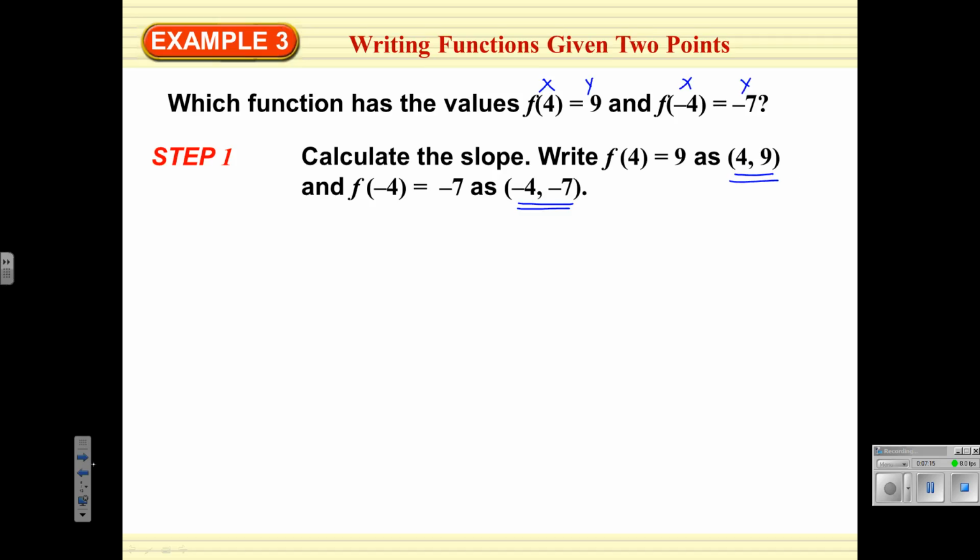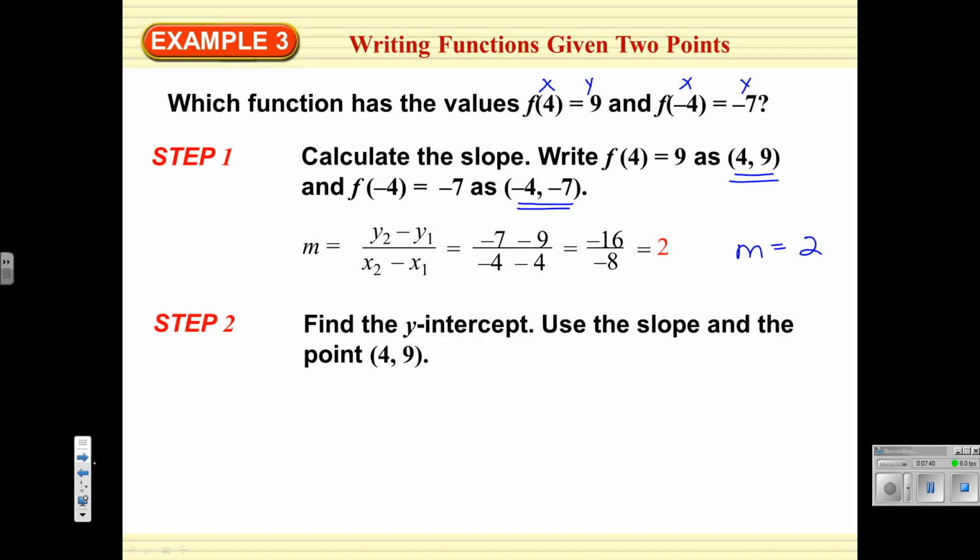We take our 2 coordinate points, and the first thing we do is find our slope. So you would do your y sub 2 minus y sub 1, and your x sub 2 minus x sub 1, and you get negative 16 over negative 8, or in other words, a positive 2, because negative 16 divided by negative 8 is positive 2. So my slope is 2.